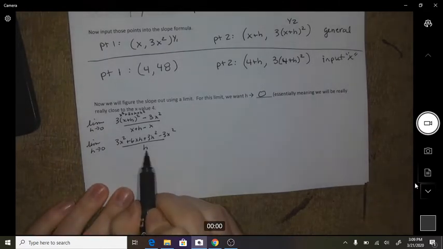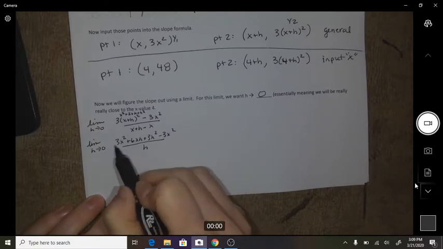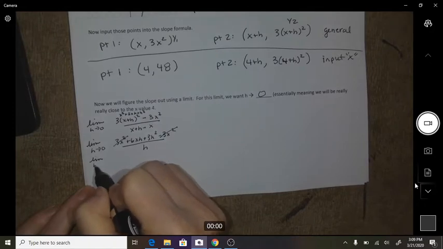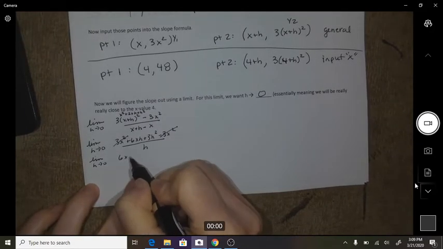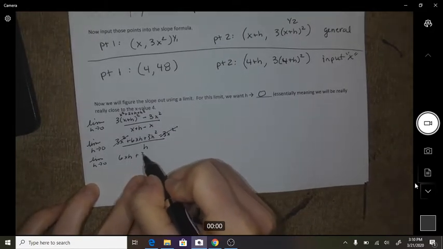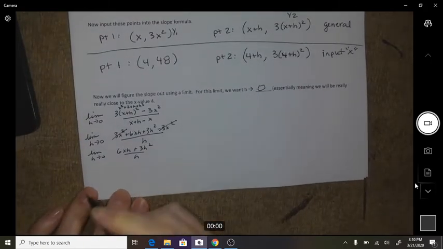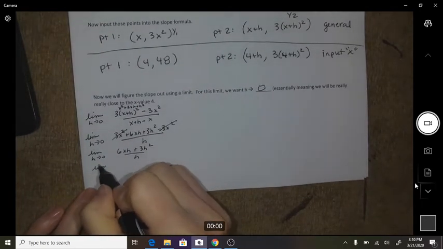Okay, can't plug that in obviously because it creates a 0 on the bottom. Okay, so I'm going to cancel that out. So the limit as h approaches 0 of 6xh plus 3h squared over h. Now I can factor out an h.